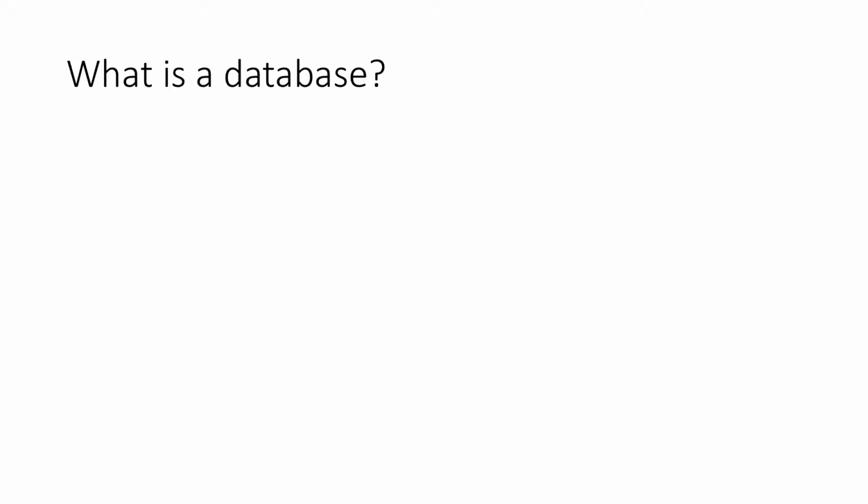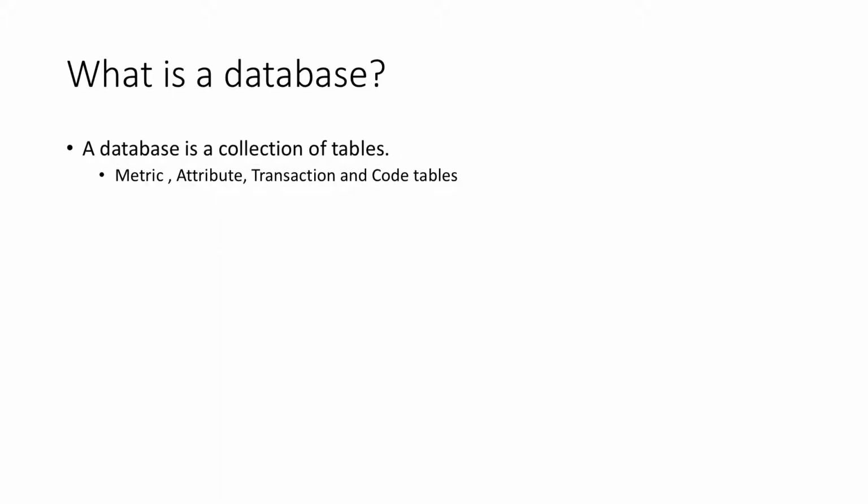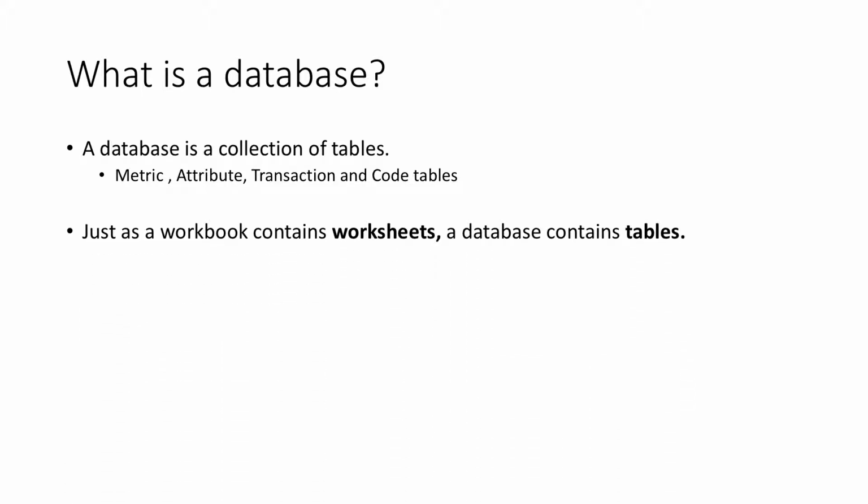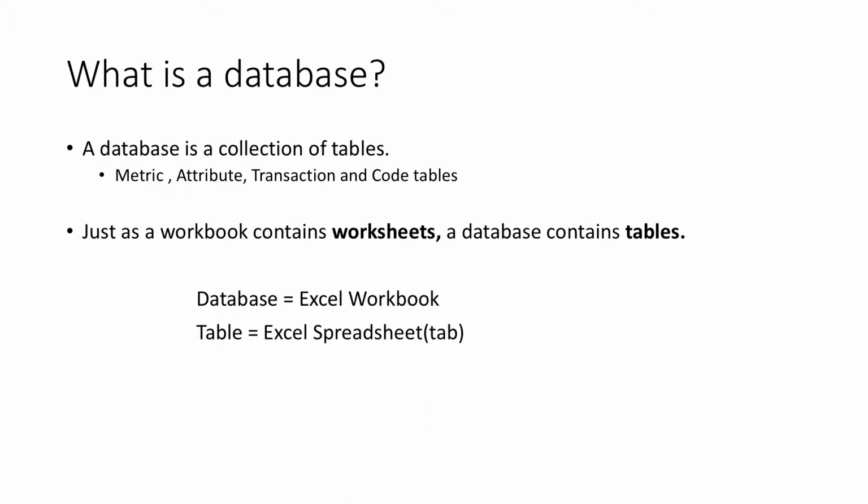Okay, so now we know what a table is. A table is data structured in rows and columns. So now what is a database? A database is a collection of tables, of these 4 different types of tables. And just like an Excel workbook has different tabs with different worksheets, a database contains tables. So a workbook contains worksheets and a database contains tables. Again, this is just a further illustration of that. A database, workbook, table, Excel spreadsheet.